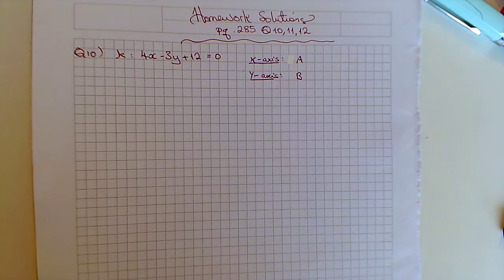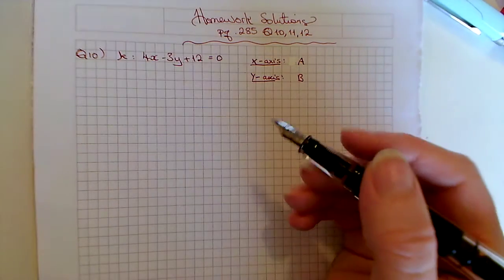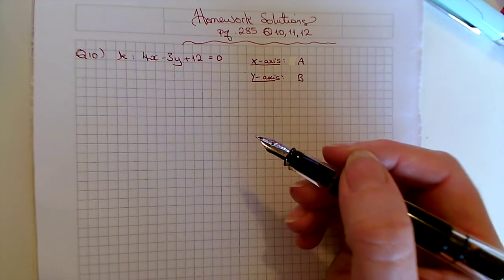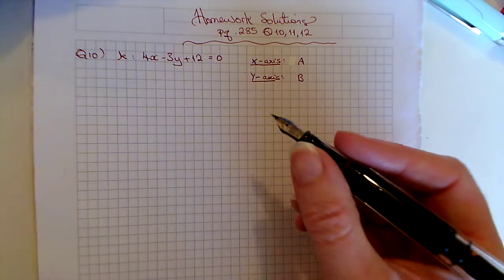Sometimes it just takes practicing again and again, and you don't get it the first time, and that's okay, as we're learning it. So you had page 285, questions 10, 11, and 12, and these were from the revision exercises. They could be quite challenging questions.